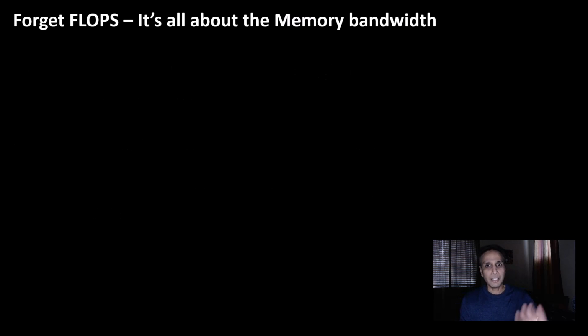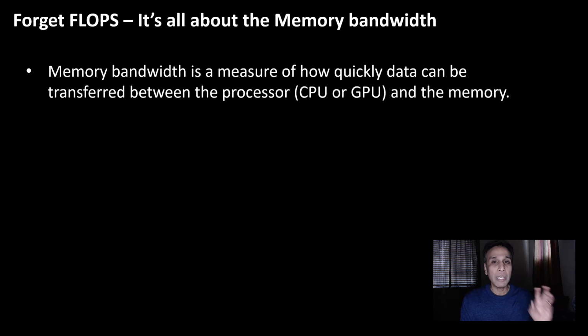So let's continue this. Memory bandwidth, which is something that you see in the specifications for both your CPU and also GPU, is nothing but a measure of how quickly the data can be transferred between the processor and the memory, right? You have lots of memory, great. And you have your processor with many cores and everything, awesome. But these two need to communicate. You need data transfer between these two. And it's very important for this to be very fast, right?